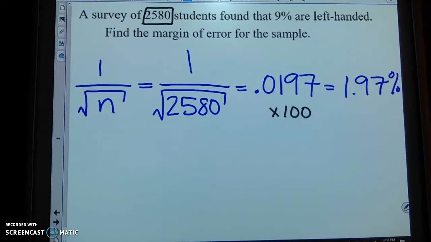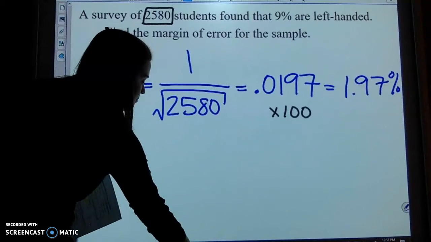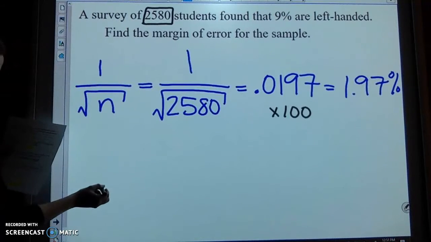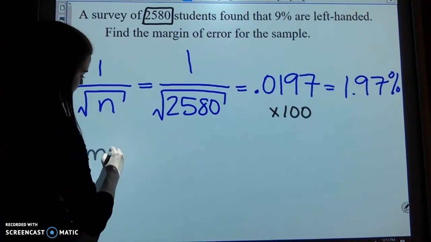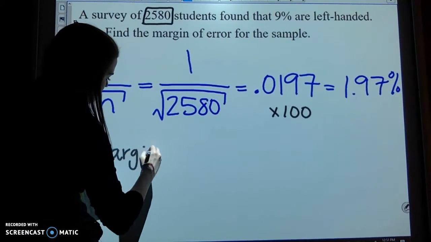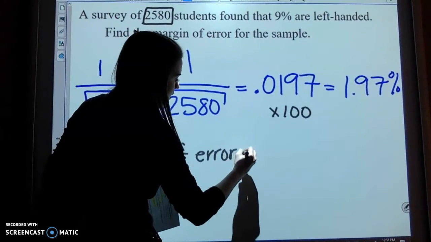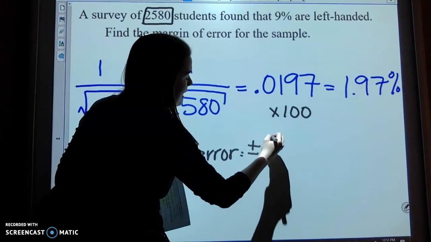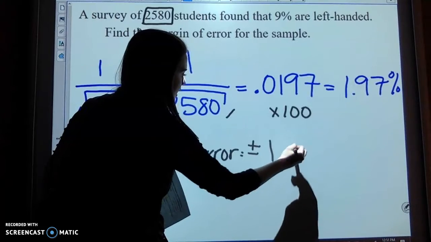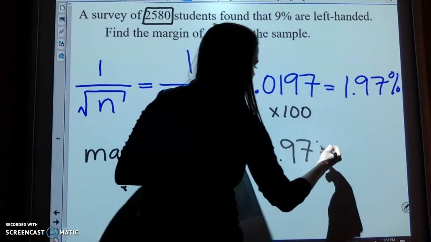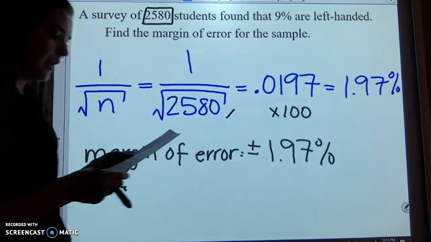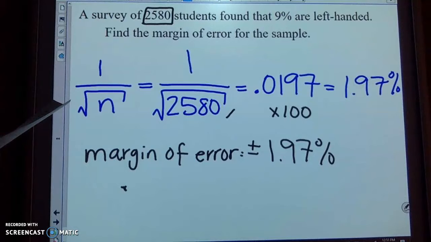Now I know a lot of you would like to think you're done with this problem, but we aren't quite yet. The margin of error for the sample is positive or negative 1.97%. I'm sorry, guys, the paper doesn't show it, but that should say positive or negative 1 over square root of n.